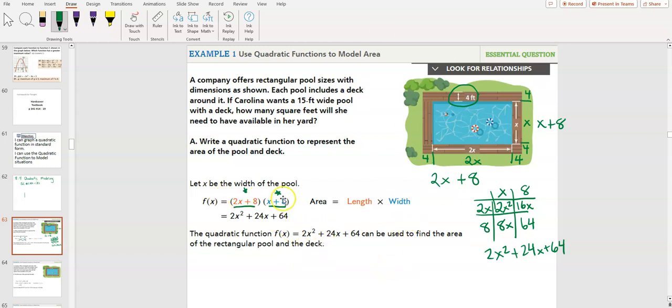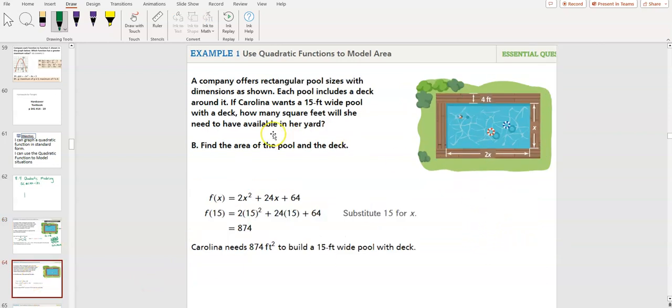So we're using the standard form of the quadratic function to find the area of this rectangular pool plus the surrounding deck. On the next one, we're doing the next thing. We still have the same pool, still the same size, but we want to find the area of the pool and the deck. So if Carolina wants a 15-foot wide pool, so if x is 15 feet, we know the length is going to have to be 2 times 15, so that's 30.